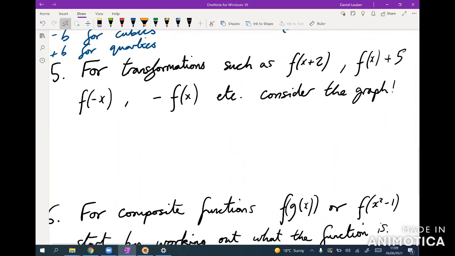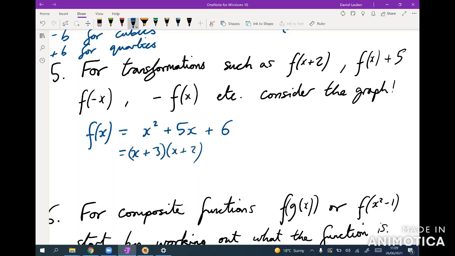The next thing to talk about is make sure you understand and can very quickly deal with transformations. So one way of dealing with them is if I have an expression f of x equals x squared plus 5x plus, let's say, 6, and that factorizes into x plus 3, x plus 2, which we can very quickly sketch out.